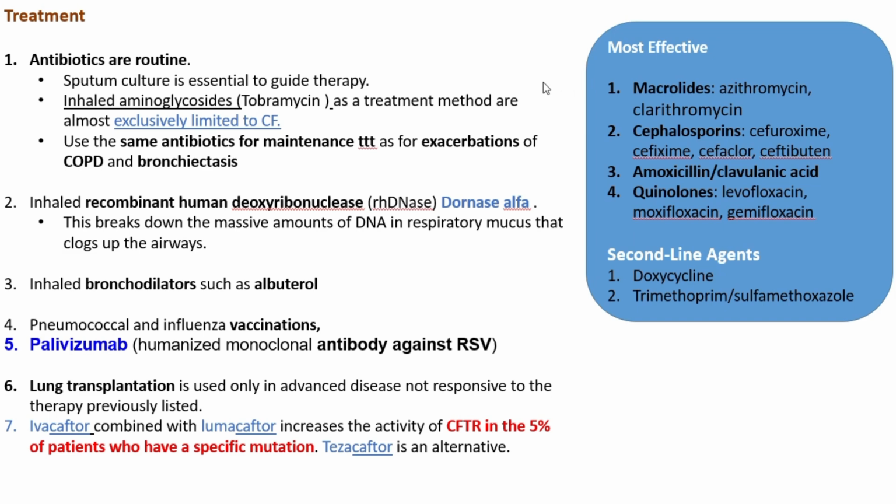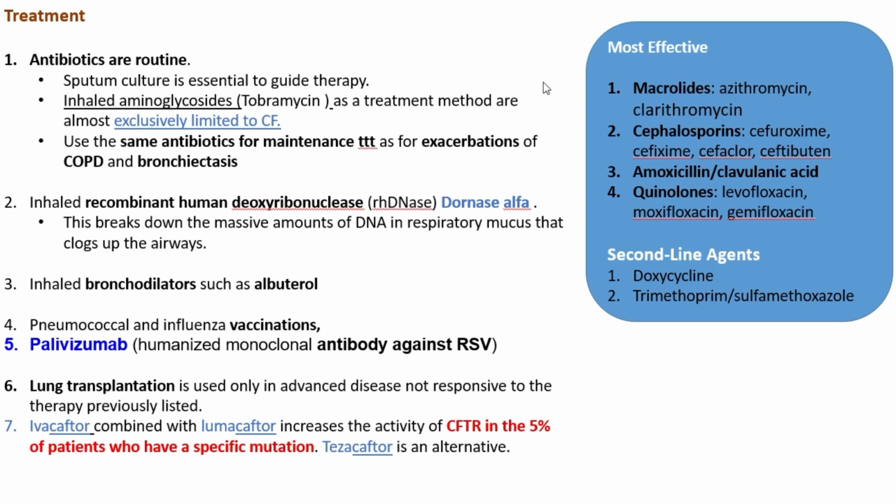Inhaled recombinant human deoxyribonuclease, or Dornase alfa, is used also in cystic fibrosis patients. This breaks down the massive amounts of DNA in respiratory mucus that clogs up the airways. Also, we can use inhaled bronchodilators like albuterol. Vaccination is very important against pneumococcal and influenza. Palivizumab, which is an antibody against respiratory syncytial virus, is also used in these patients. Lung transplantation is used only in advanced disease, not responsive to the therapy previously listed.